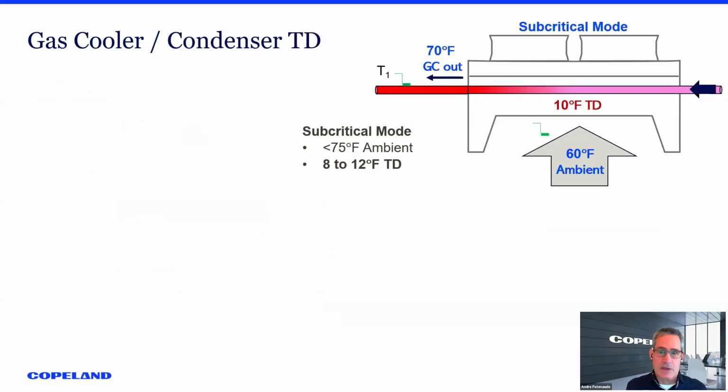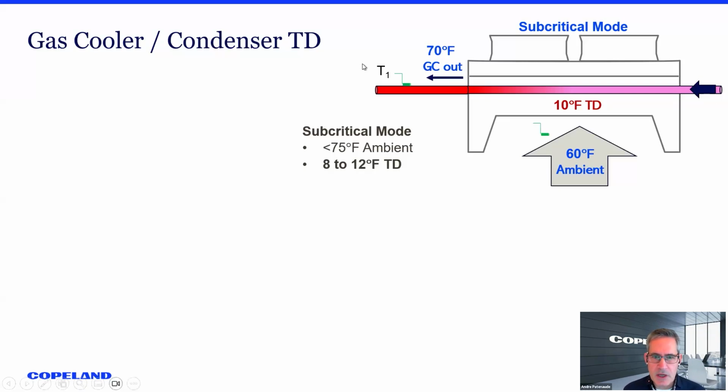And I'm going to talk about what that means. What we do understand, and you've done a great job, Trevor, of talking about subcritical and transcritical modes in CO2, but I've got a gas cooler here. What's important is that even within the E3, you can set up a TD within that gas cooler. If you've got a 60-degree ambient, and you can see that ambient temperature sensor there, the gas cooler in subcritical mode will start modulating fans in order to maintain that 10-degree TD, which in turn gives you a 70-degree gas cooler out.